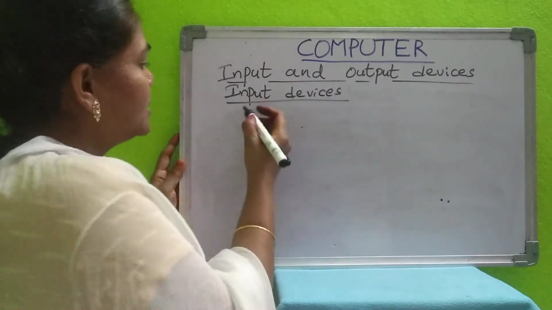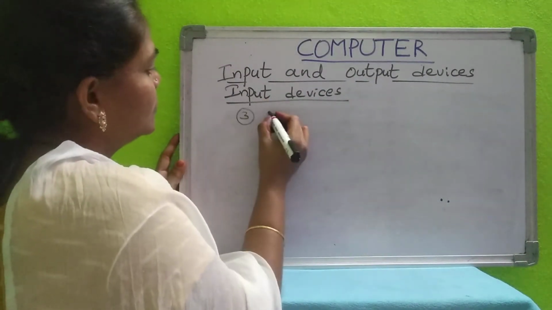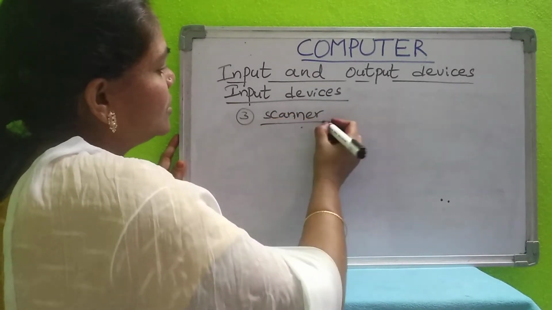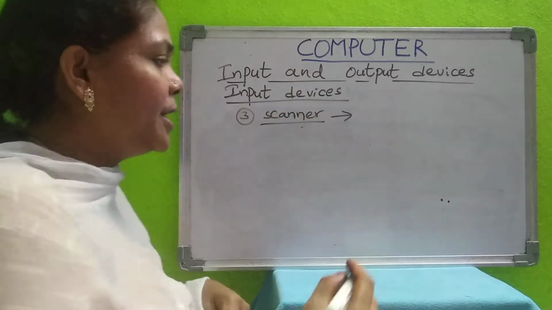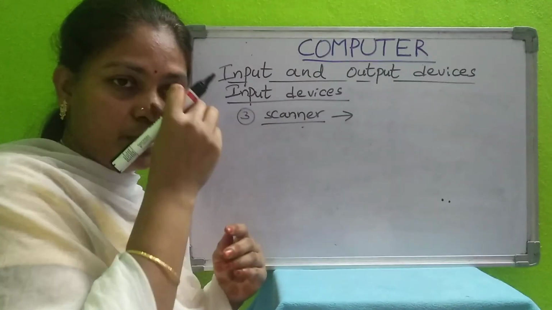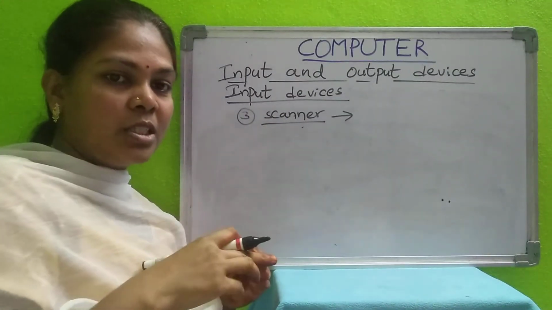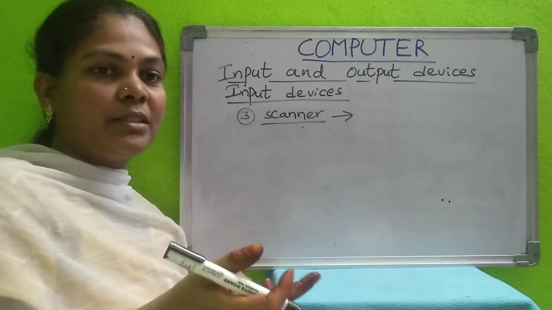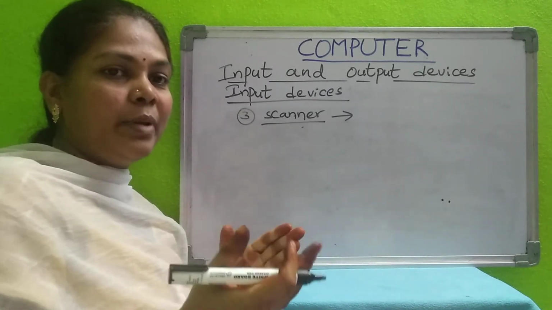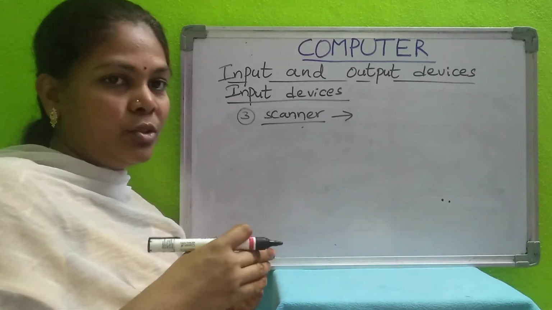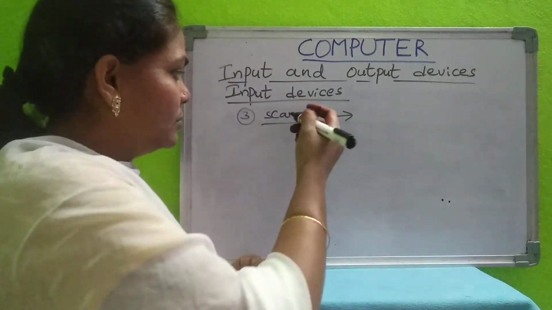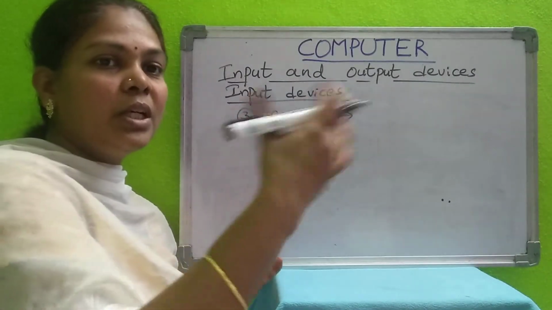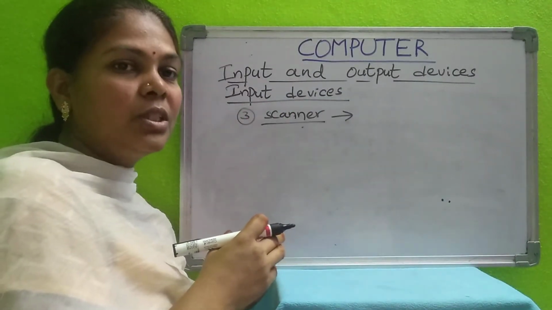Next, the third one is scanner. So the third input device is scanner. In this scanner, any printed object, any paper, suppose you want to send your mark sheet or your textbook sheets to other persons, to your friends, that time you can scan that page and send it to your friend. So this one makes any hard copy, any image into an electronic image in the system.